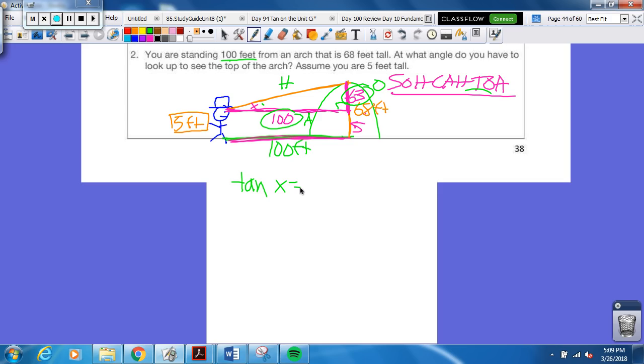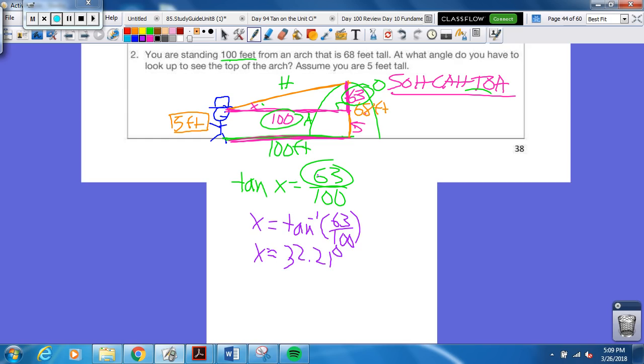Tangent of x equals opposite 63 over 100. If you don't understand where 63 goes, you need to raise your hand and ask, because that's one of the special steps of the problem that you got to get. All right? So x equals arctangent of 63 over 100. You get it? About 32.21 degrees. There you go. That's our angle. Great job.